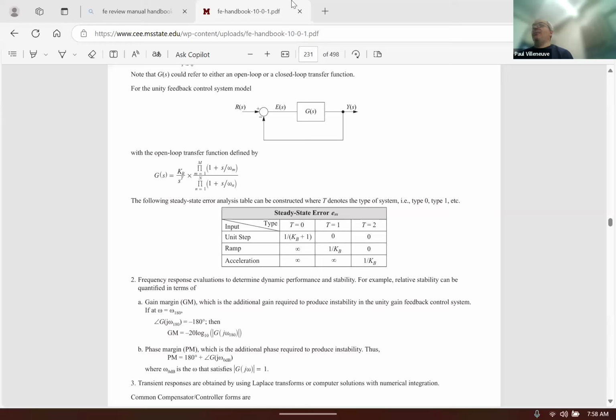It's the ESS table, right? It even says it at the top: steady state error, and then it breaks it down based on the input. So if it's a step, ramp, or parabolic, as well as the system type. Remember, the system type is the number of integrators. So it gives you this table. What perhaps is missing in here?